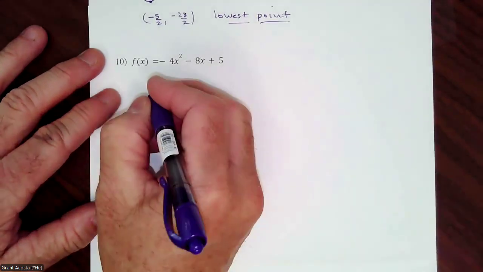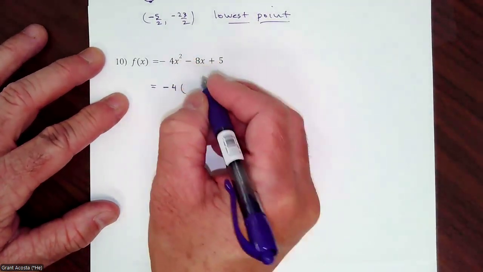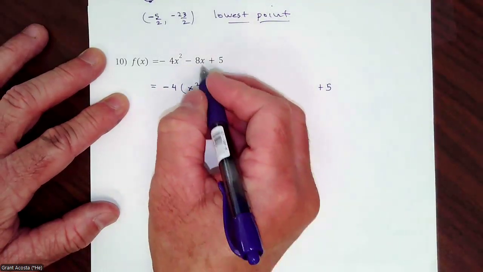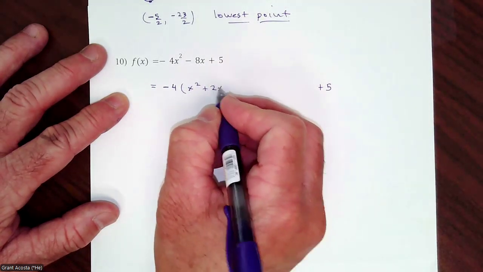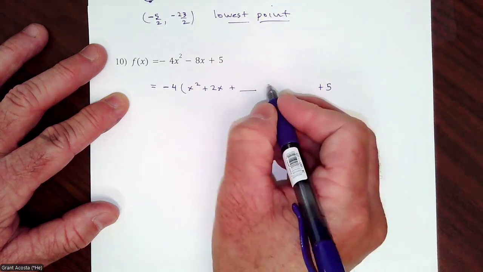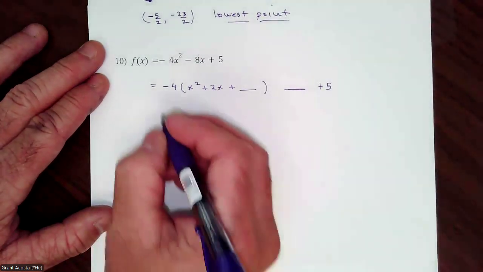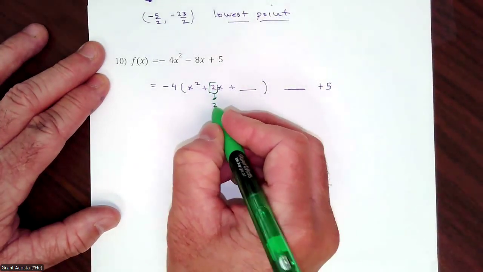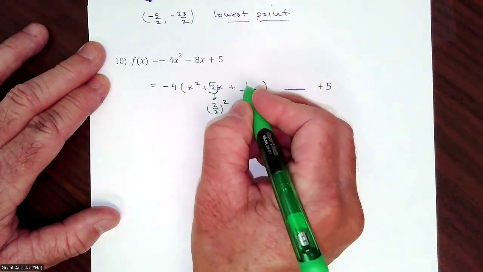Okay, so I'm going to do this now. We're going to factor out a negative 4 from the first two terms, bump the 5 out. That's going to leave me with x squared. I'm taking out negative 4 from negative 8. That's going to leave me with plus 2, plus some number, and then we'll compensate. Half of this, 2 over 2, is really just 1 squared. So this is just going to be 1.